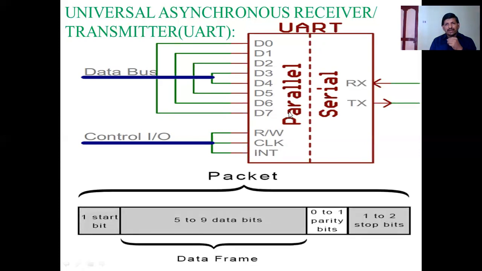So it sends the data in terms of packets. First it contains a start bit, next it contains 5 or 6 or 7 or 8 data bits. Next it contains parity bits to provide security. Next it contains 1 or 2 stop bits. Like that, UART transmits the data from transmitter to receiver.